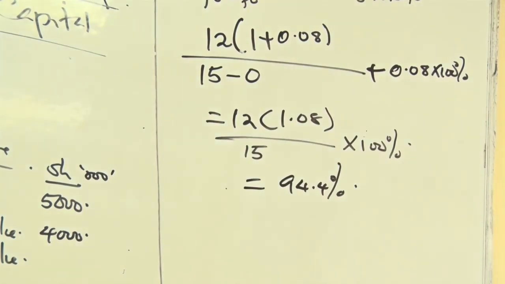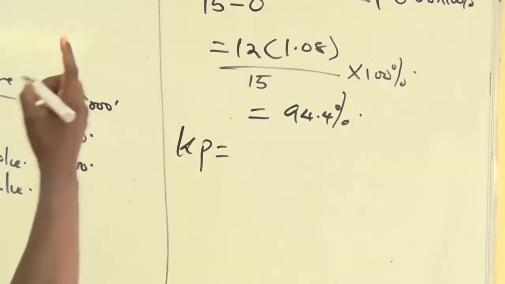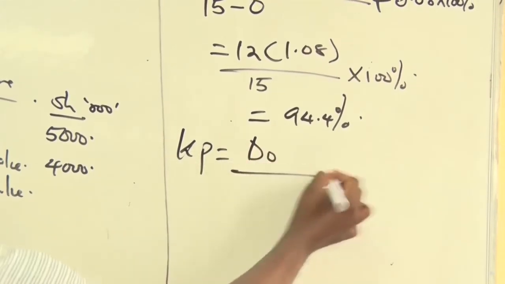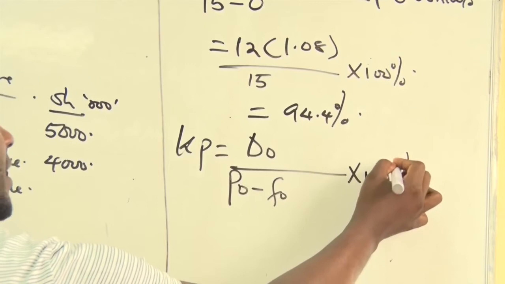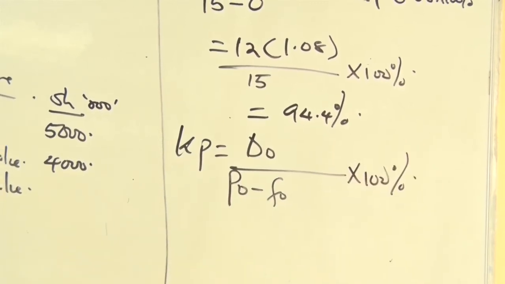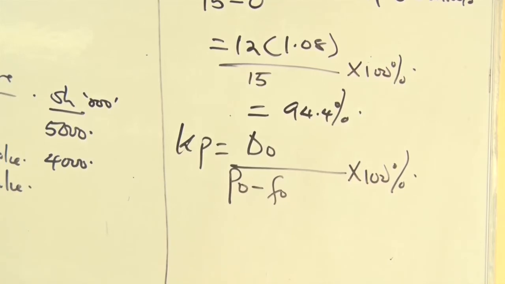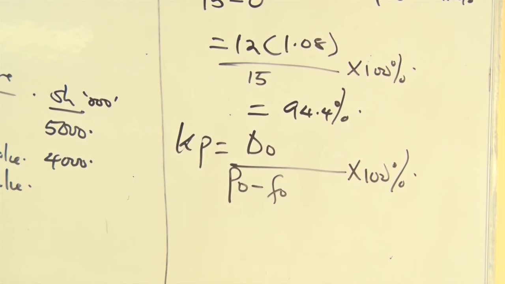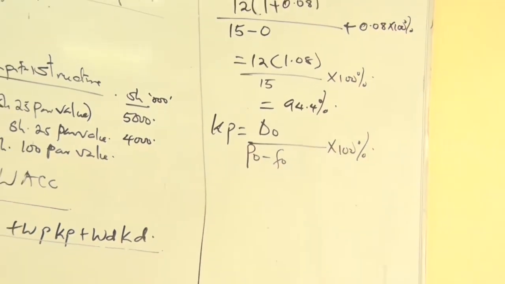Then you come to the next one. Now you look for the cost of preference. Our formula is DO all over PO minus flotation cost, times 100%. DO is the dividend per share. Remember, we need to calculate the dividend per share first.